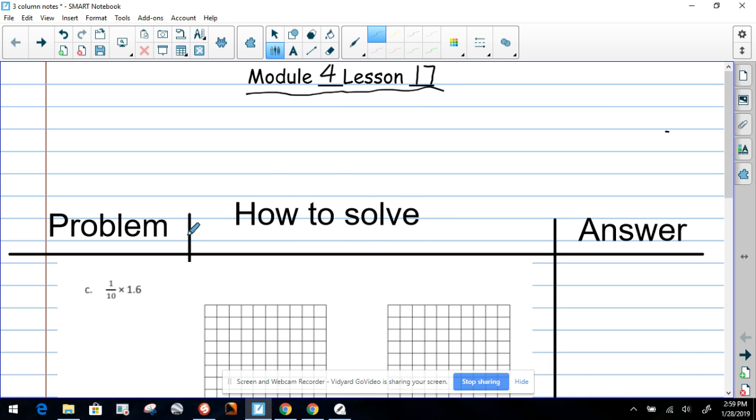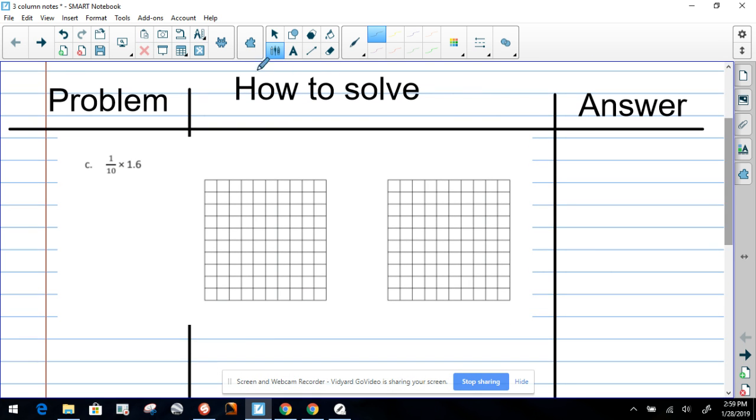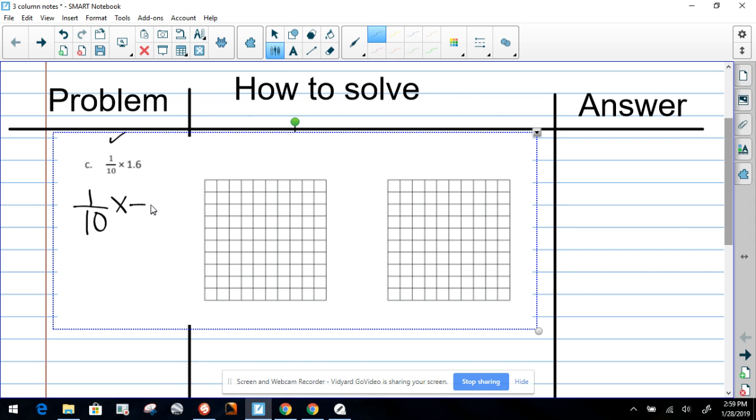Look at that. So we have a problem, but this time we're multiplying fractions and we're making them decimals. So let's look at what we have here. This is a multiplication that says 1/10 times 1 6/10. What I would do right away is convert that into a fraction. You know that 1 6/10 equals 16/10. So let's just show that on our chart.